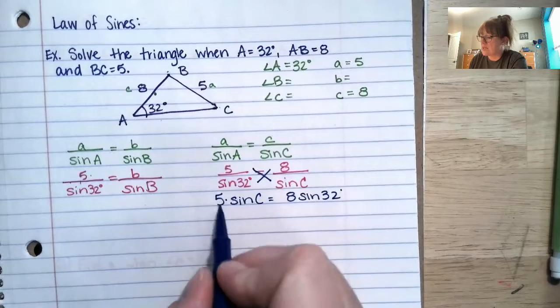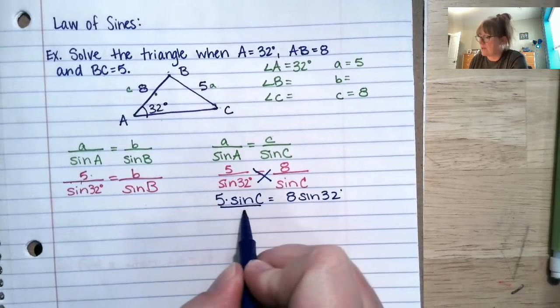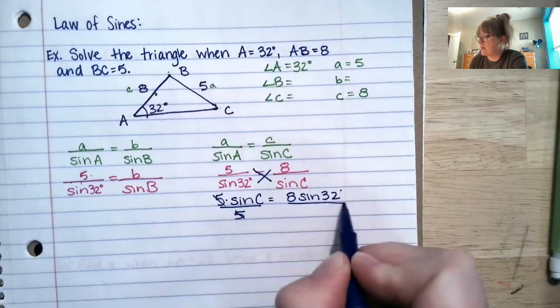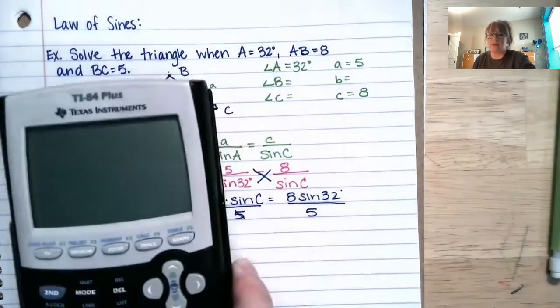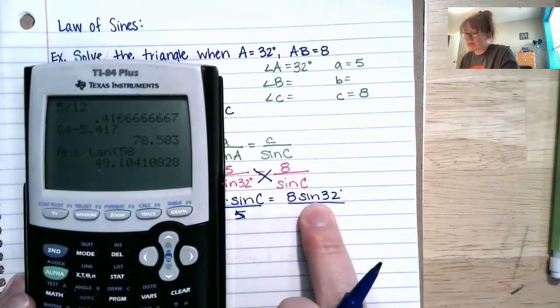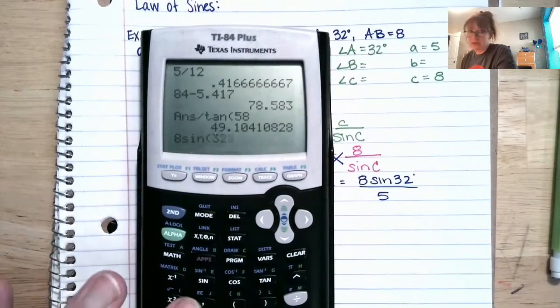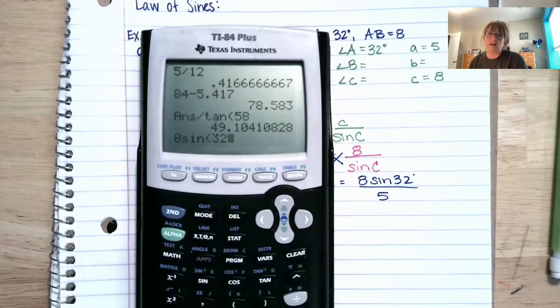We want to solve for c, so let's get rid of this 5, because if it's like 5x, we have to get rid of that 5. So divide by 5, and use our handy dandy calculator. I can put this whole thing in on top, so I'm going to put 8 sine 32. I'm not going to do divided by 5 right now.